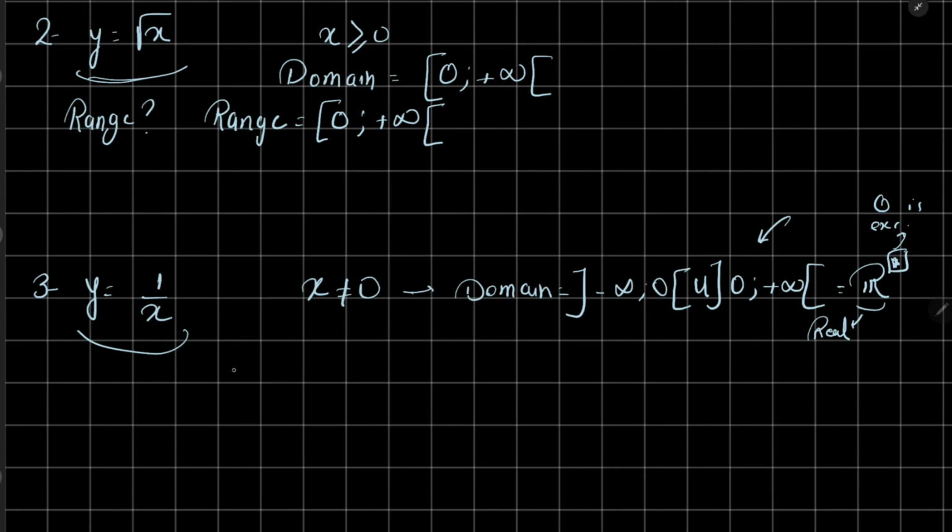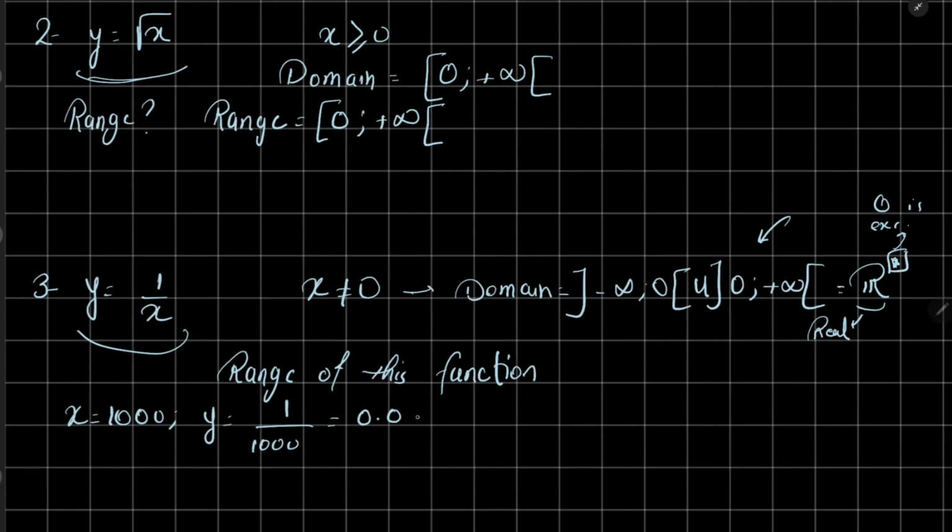Let's now try to figure out the range of this function. This function actually is the inverse proportional function of two variables, where y equals 1 over x. Whenever x is increasing, y will be decreasing, and whenever x is decreasing, y will be increasing. Then let's take the example of x being 1000, for example. y will be 1 over 1000, which will be equal to 0.001.